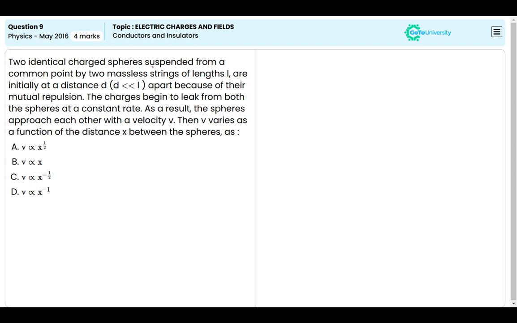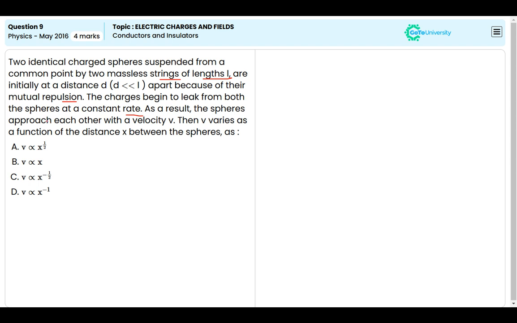Two identical charged spheres are suspended from a common point by two massless strings of length L, and are initially at a distance d, where d is less than or equal to L. Apart from their mutual repulsion, the charges begin to leak from both spheres at a constant rate. As a result, the spheres approach each other with a velocity v. Then v varies as a function of the distance x between the spheres as?